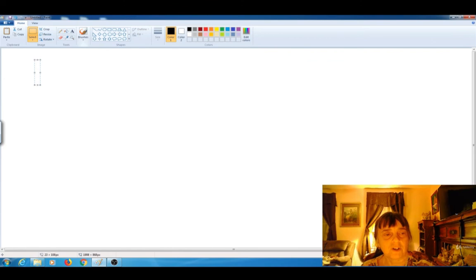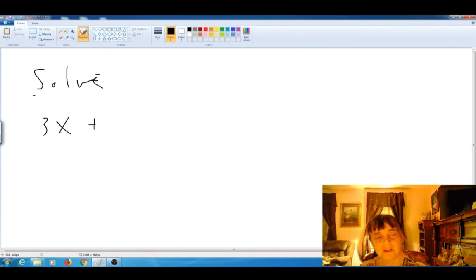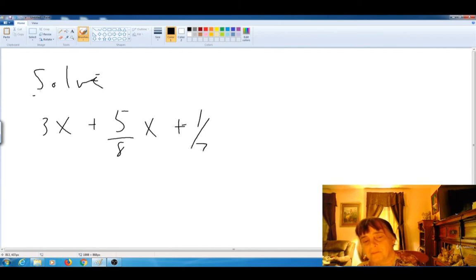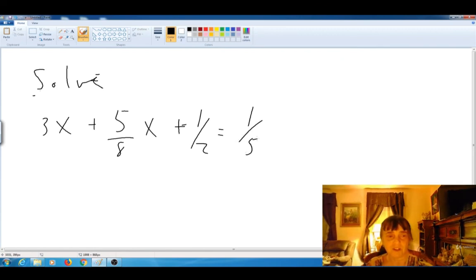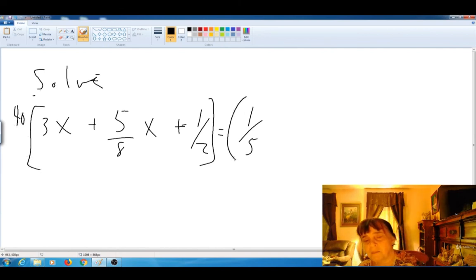Now, let's say you want to solve 3x plus 5/8 x plus 1/2 equals 1/5. Okay, now what's our common denominator? Our largest denominator is 8. So 8 won't work. The next multiple of 8 is 16. That won't work. The next is 24. That won't work. 32 won't work. 40. Okay, common denominator is 40. If you multiply one term of this equation by 40, you have to multiply them all by 40.